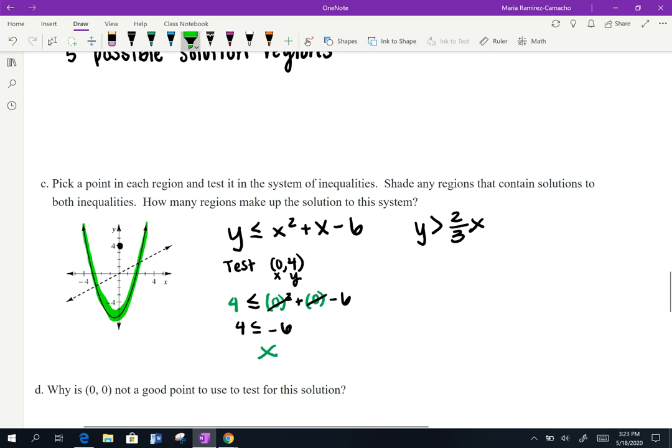and so therefore I am going to shade not on the inside of the parabola, but on the outside. Okay? I don't really like how I shaded that.